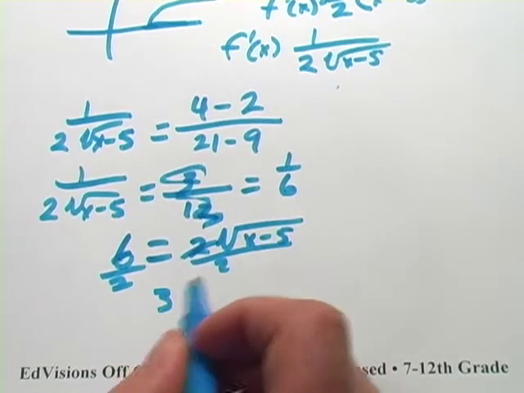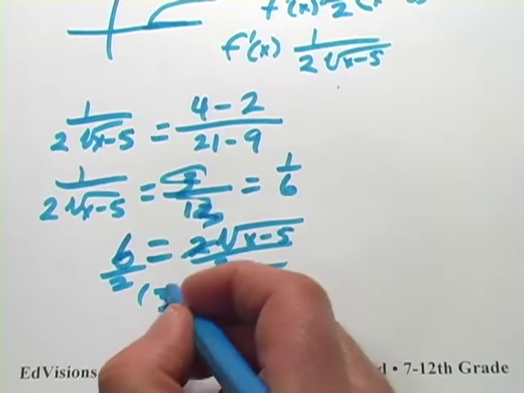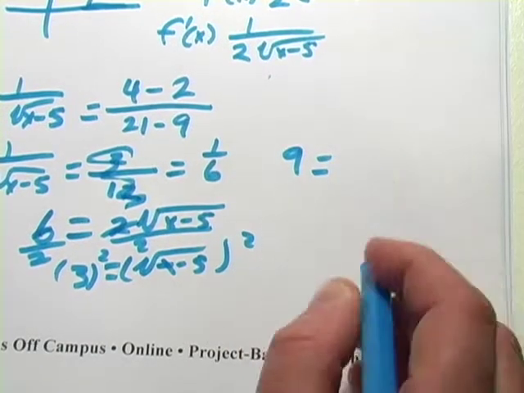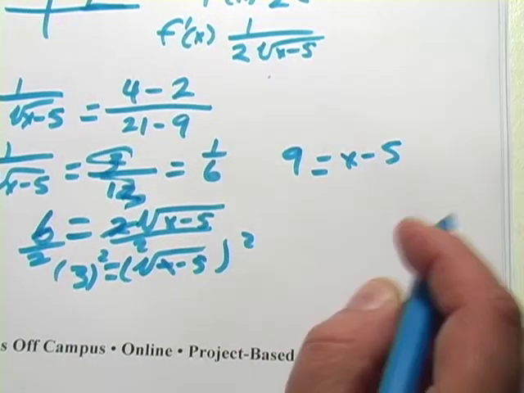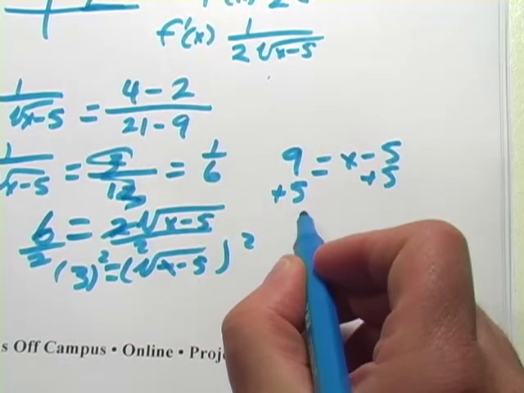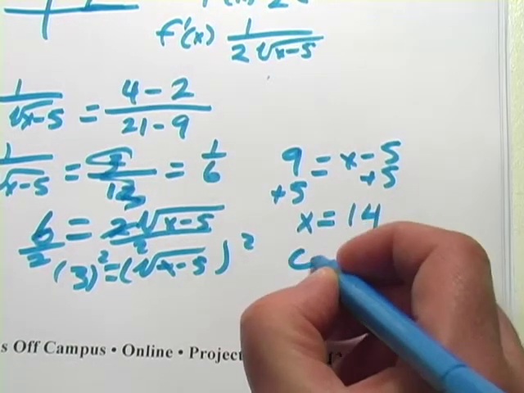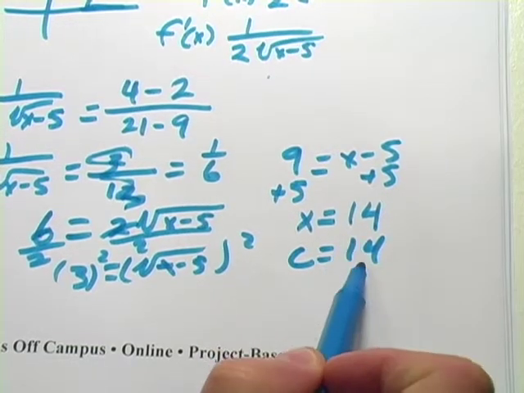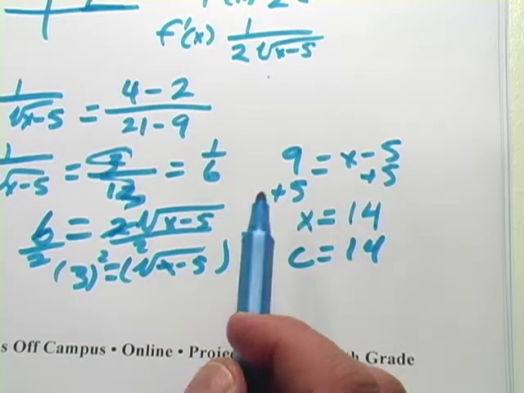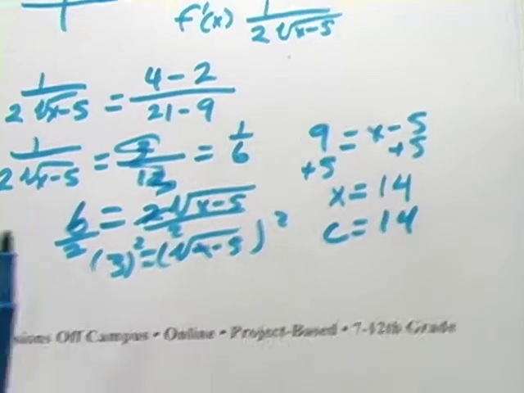And so we get 3 equals square root of x minus 5. And then we'll go ahead and square both sides. So we're going to get 9 over here, and we're going to get x minus 5 over here. We add 5 to both sides, and we get x equals 14. And that is our c value. So we can say c equals 14, and that is the point where the slope of the tangent line is the same as the slope of the line connecting points A and B on the interval. So that's a little bit of work with the mean value theorem.